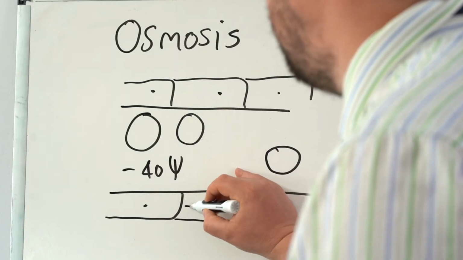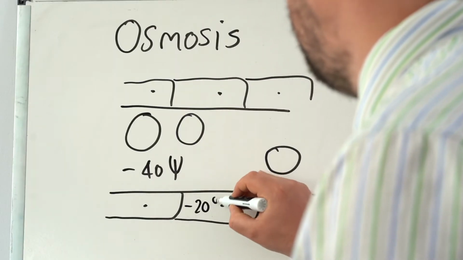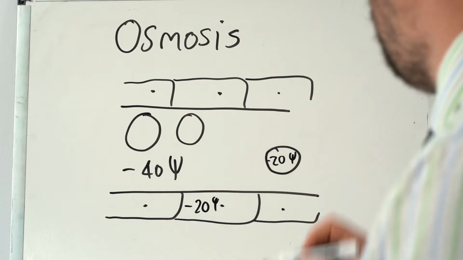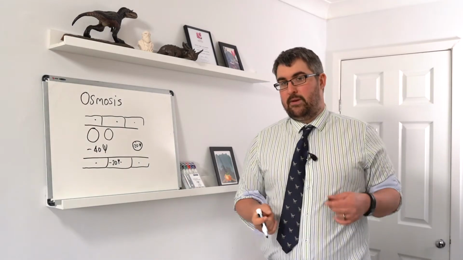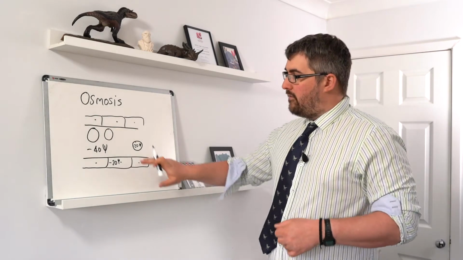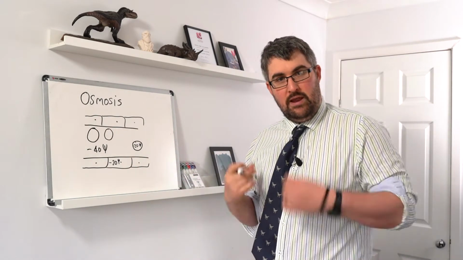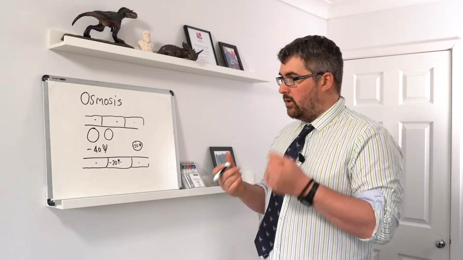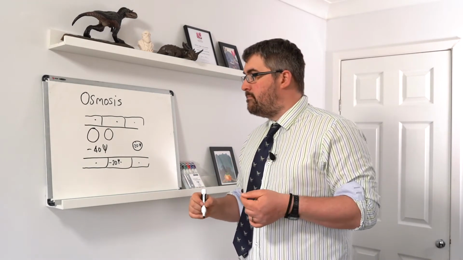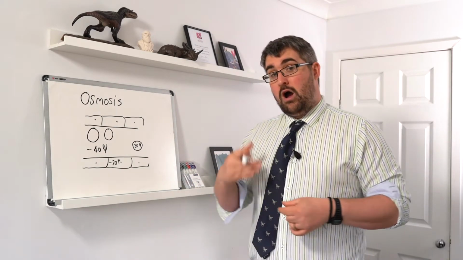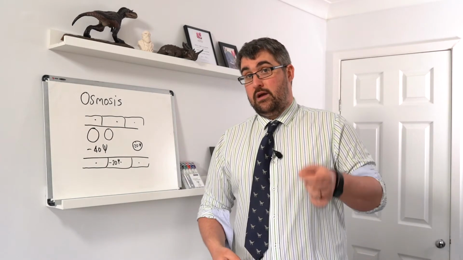So let's say they're 20. I'm not going to do all of them, but you can imagine all the cells on this diagram have got a negative 20 water potential. So what would happen in this scenario is that I've got a lower water potential in my blood plasma and a higher water potential in my cells. So the water, therefore, would want to move from an area of higher water potential to an area of lower water potential across that semi-permeable membrane via osmosis.